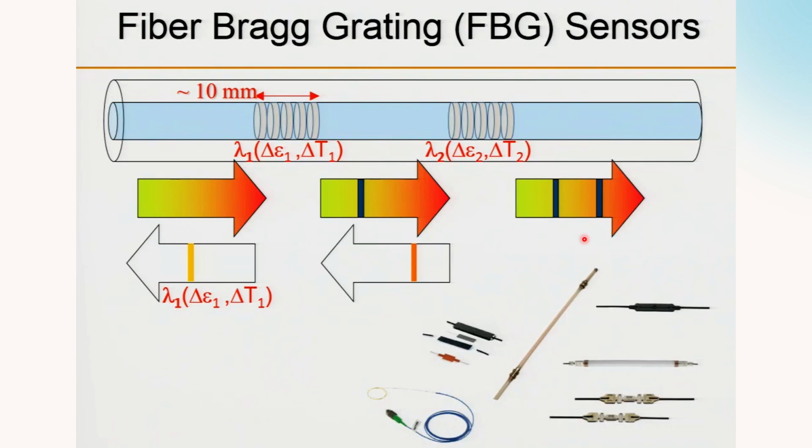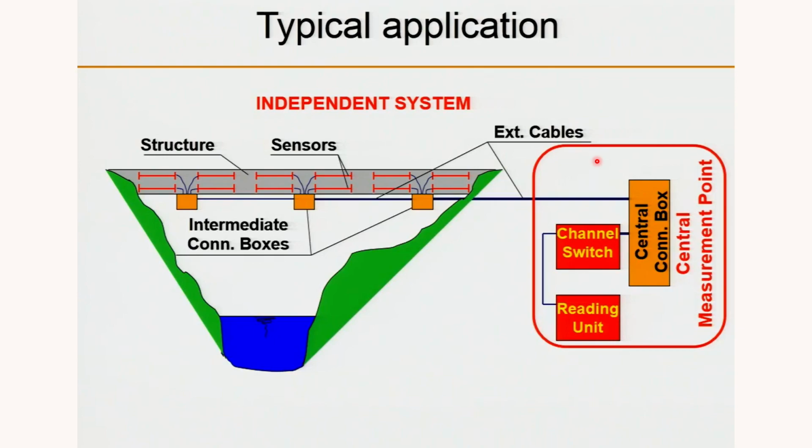For the FBG sensor, this is basically how it works. There will be a light input, and the FBG will Bragg-reflect a certain wavelength, which is reflected along the path, and the rest of the light will be transmitted. This is the typical application of how we can use it.